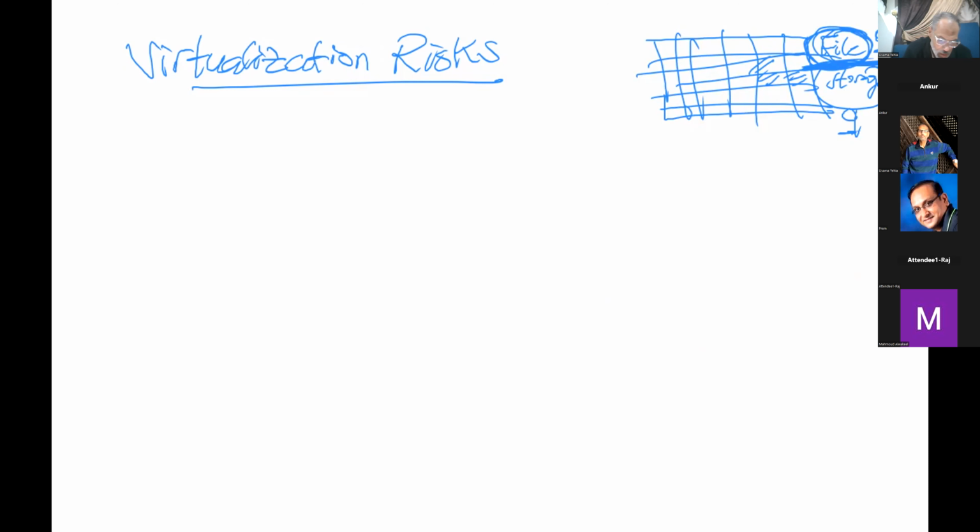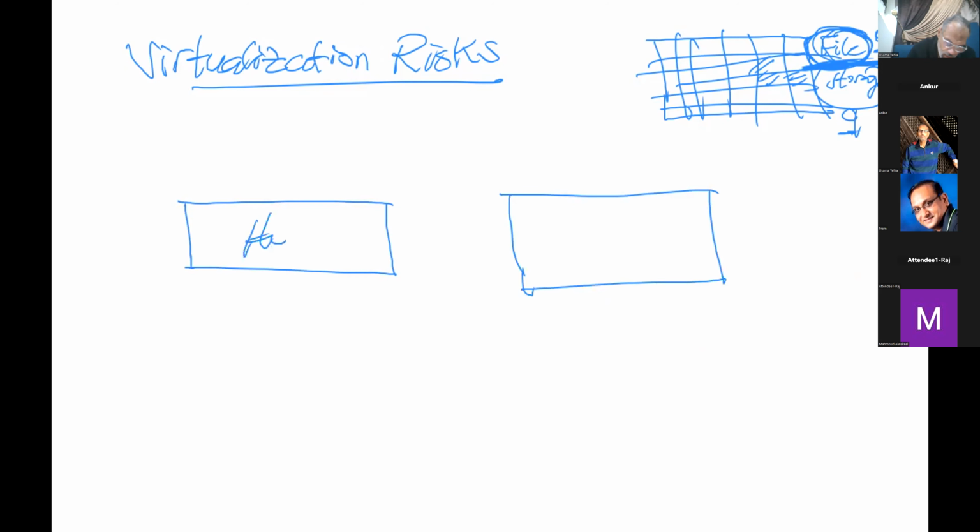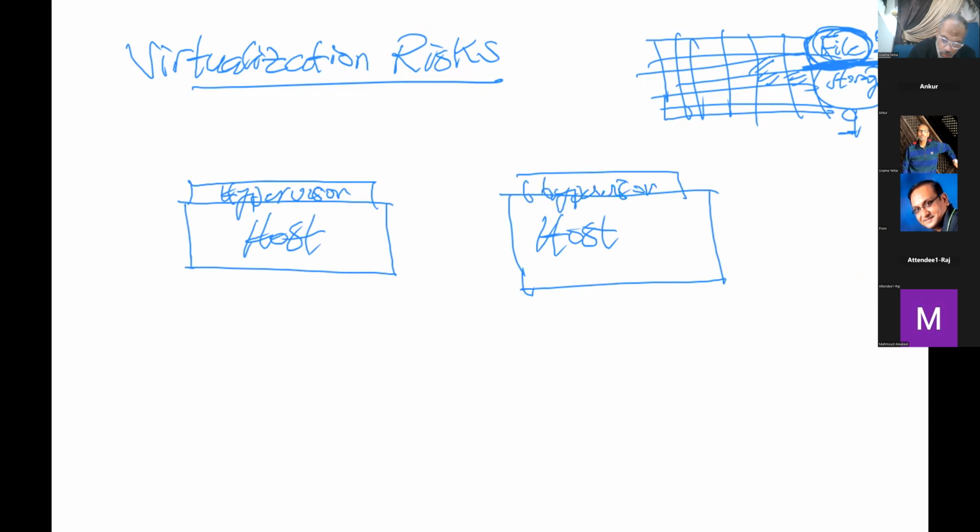The second type of risks which we have is virtualization. We spoke about this before, gentlemen, and to remind you, let me draw one diagram. Let's say this is host 1 and this is host 2. I have here the hypervisor, and here we have the hypervisor, and both are connected together. Then VMs can migrate from one to the other. We mentioned that if the hypervisor is compromised, it can affect all the VMs, right? This is number one.